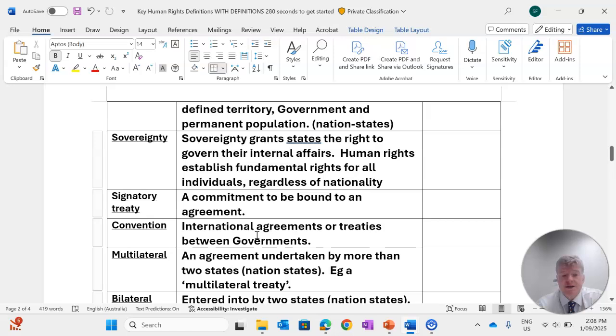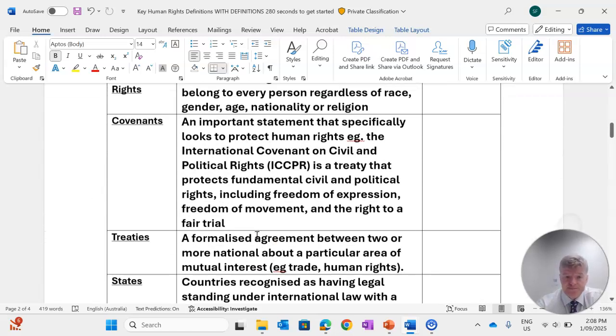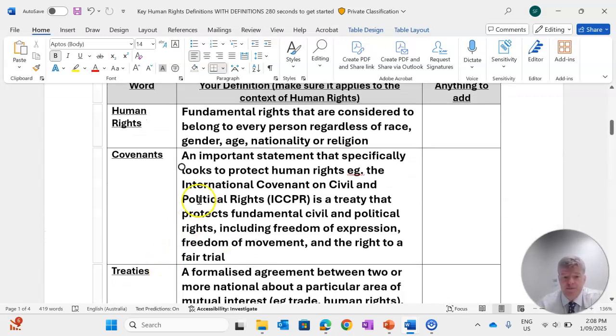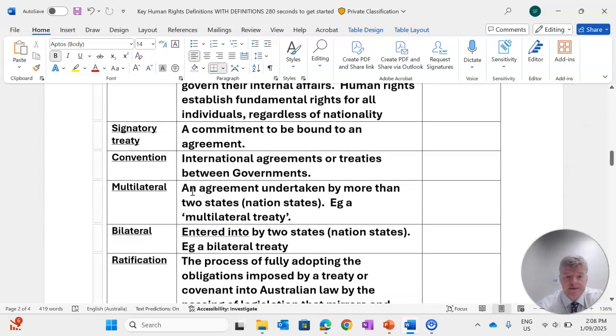A signatory treaty means that you've signed, a nation state has signed and is committed to be bound by an agreement. A convention is an international agreement or treaty between governments. So we're going to look at some of those conventions. Look at this one up here, the International Convention on Civil and Political Rights. And somewhere around 170, 180 countries have signed and agreed to be part of that. So that's signing to that. So those countries are signatories to those treaties. And that's what a convention is there.